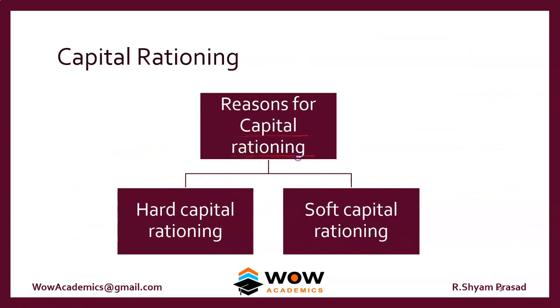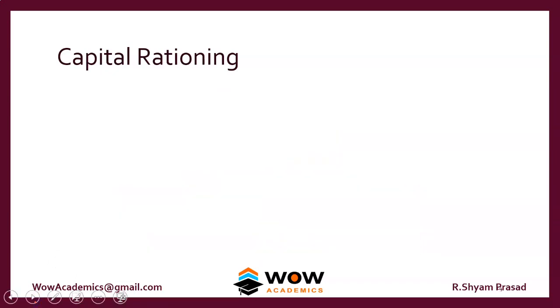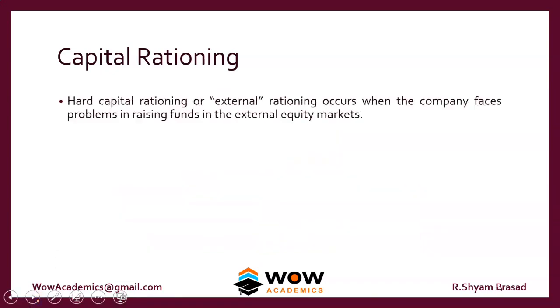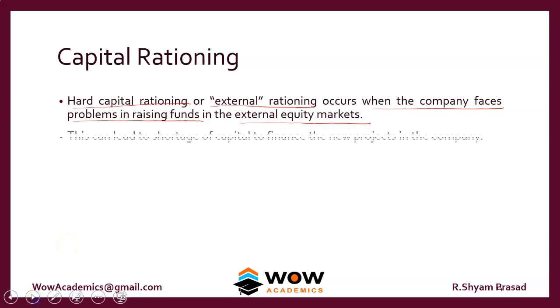The company does not have enough capital because of two reasons. One is called hard capital rationing and the other is called soft capital rationing. So we'll see the reasons for both. Hard capital rationing, or external rationing, occurs when the company faces problems in raising funds in the external market. So what happens here is the company has the ability to invest in projects, but it cannot raise the capital from the market. Okay, so that is the reason.